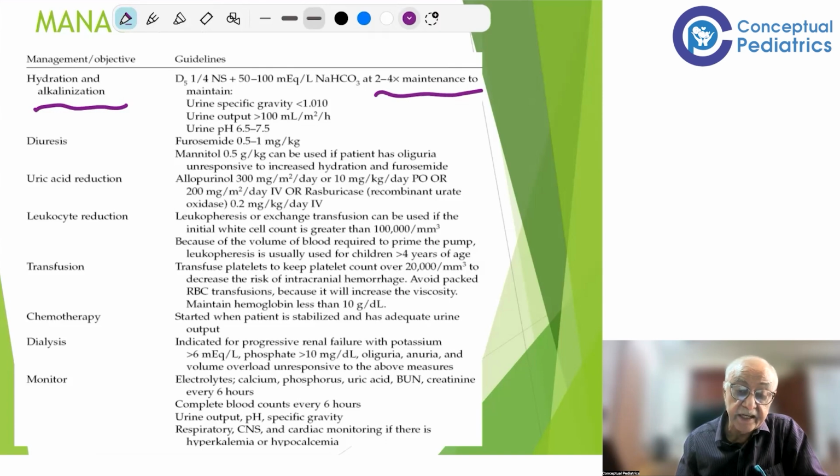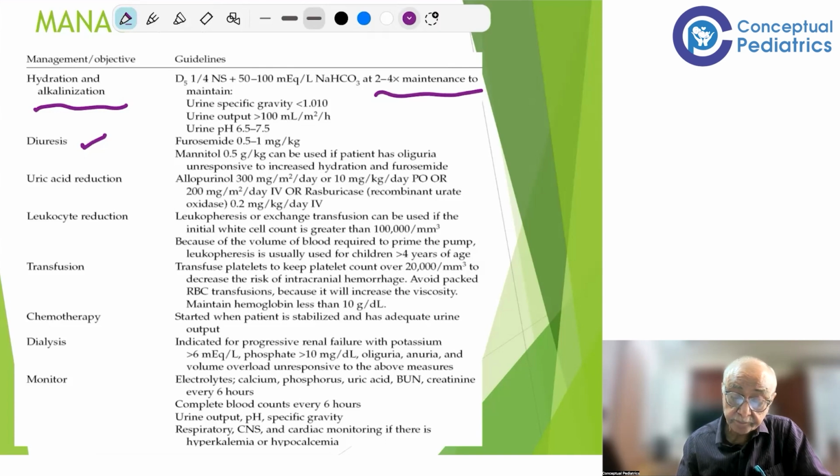But then, as I reiterate, you don't do alkalinization nowadays. Now you can ask me why. Because it has been noticed that even after alkalinization, there is precipitation of uric acid crystals in the kidney. So there is a controversy, and we don't try to do that. But yes, what is the further management of hyperleukocytosis and tumor lysis syndrome? You do diuresis to maintain the urine output, and you can use furosemide or mannitol in the doses which I have mentioned.